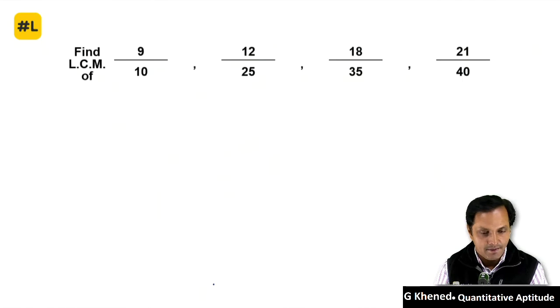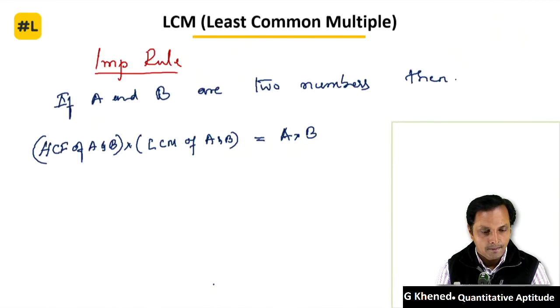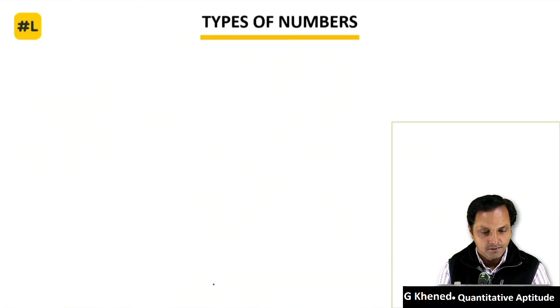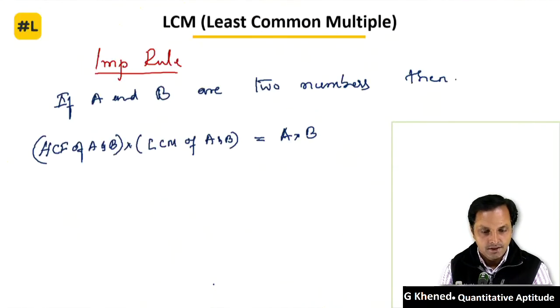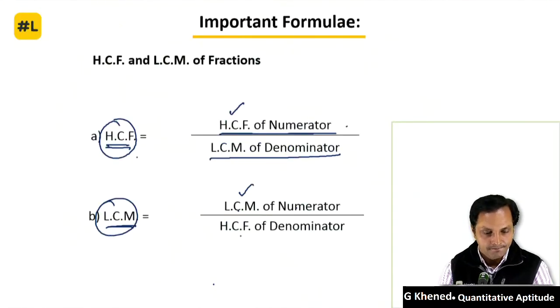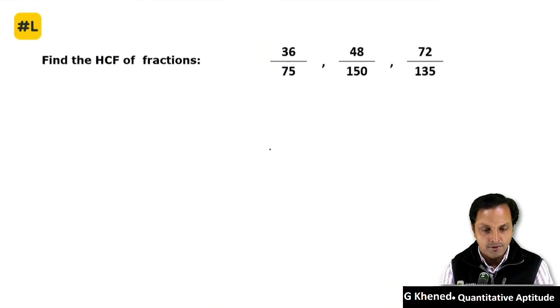Let us go to the next example. You have to find the LCM of the fractions. You know the simple rule which I had given you here. If you want to find the LCM and HCF of fractions, LCM will be LCM of numerator by HCF of denominator. HCF will be HCF of numerator by LCM of denominator. The same rule we are going to follow here.